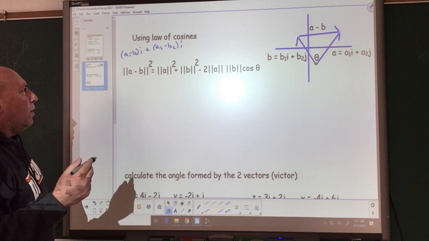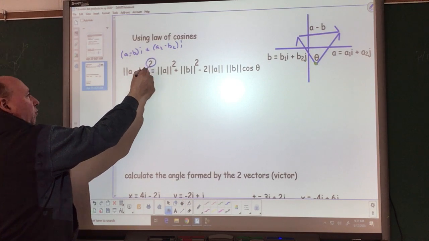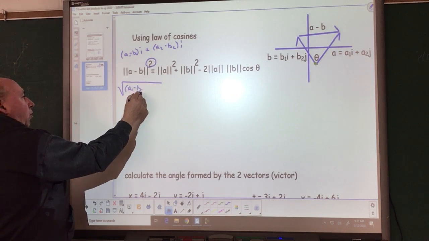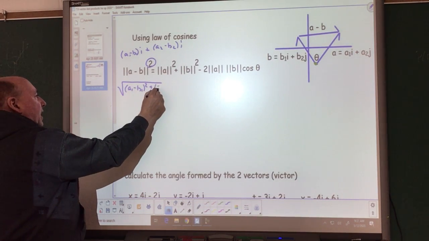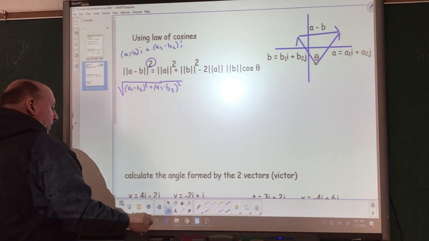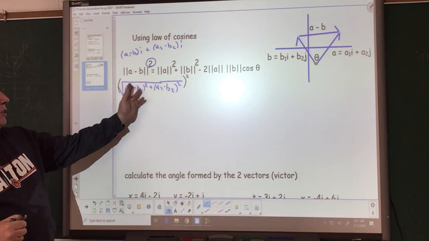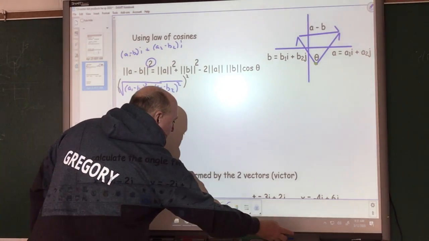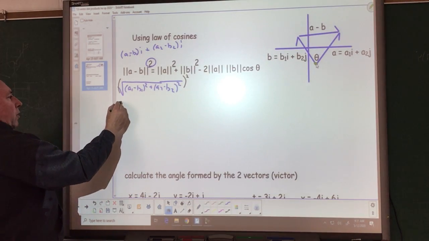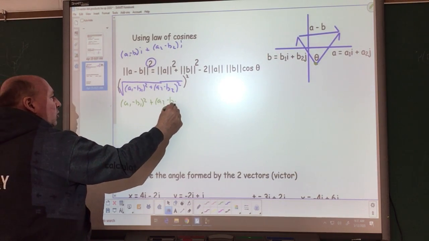Well, to find our magnitude, what we have to do is square these. And we're square rooting it, so we have the square root of A1 minus B1 squared plus A2 minus B2 squared. And then this tells me we have to square this. So what happens here is the radical goes away. For these over here, I'm not going to do this additional step, but what we're left with is A1 minus B1 squared plus A2 minus B2 squared.